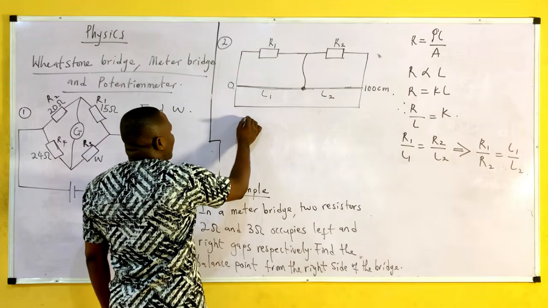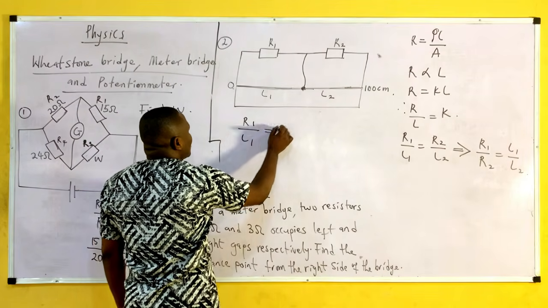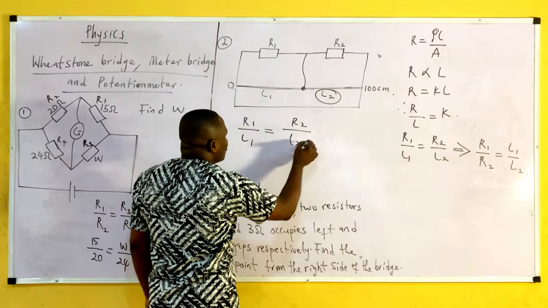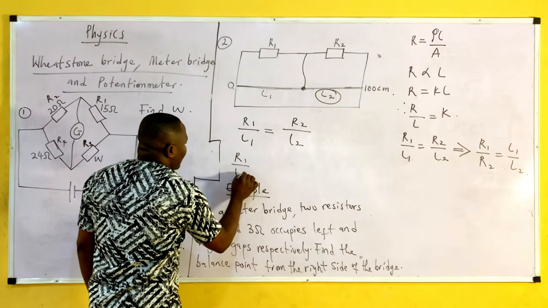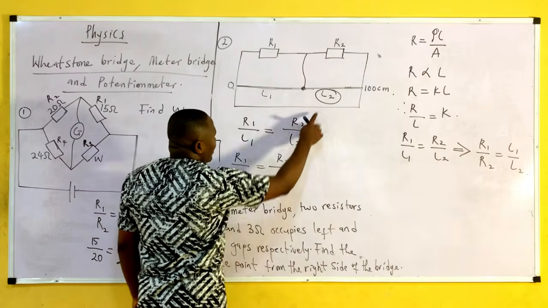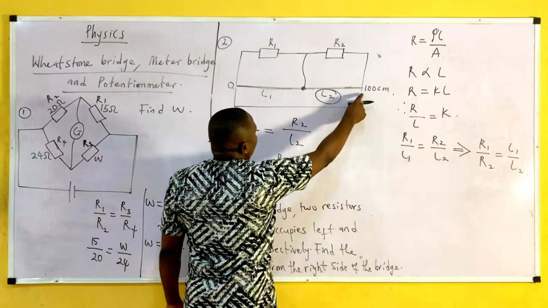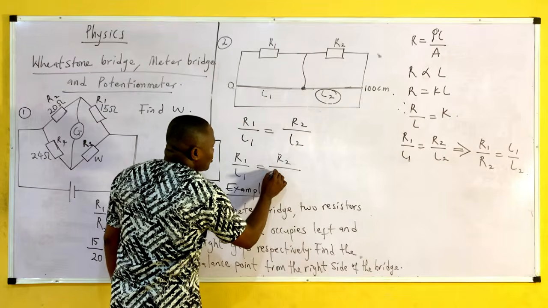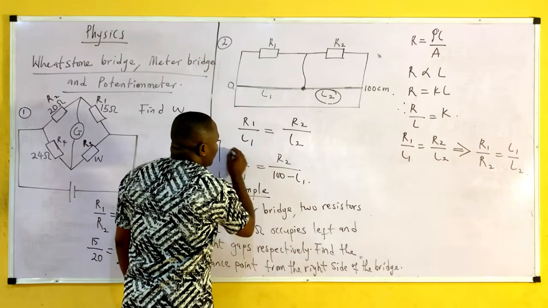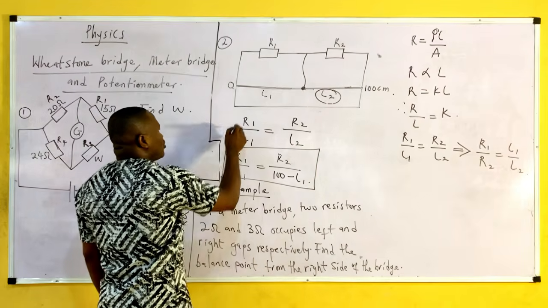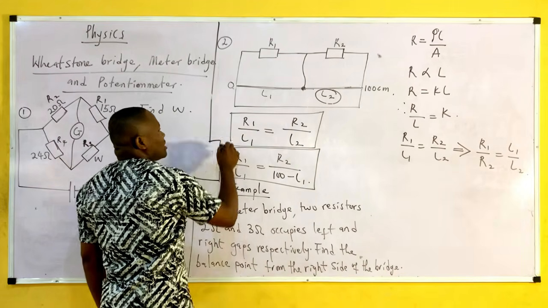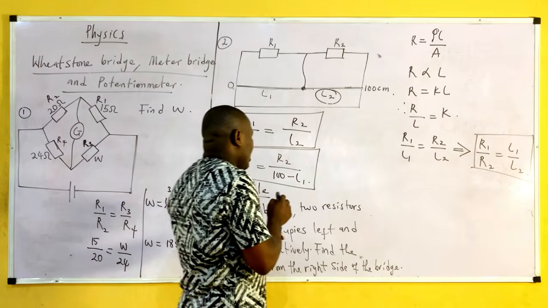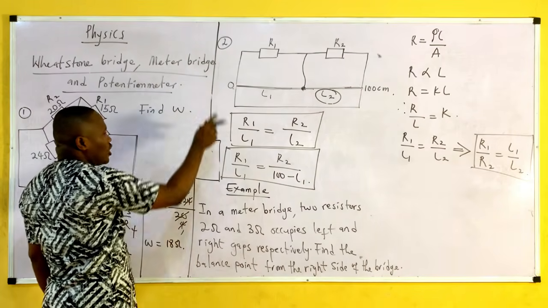So we can have R1 over L1 is equal to R2 over L2. Where L2 is not given, L2 will be equal to 100 minus L1. Any of these formulas can be used to solve questions concerning a meter bridge. Now look at this question. Let's solve this question with this analysis.